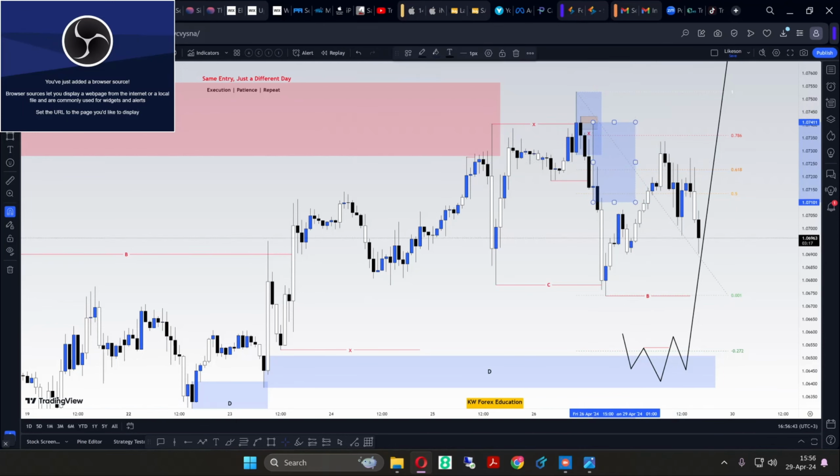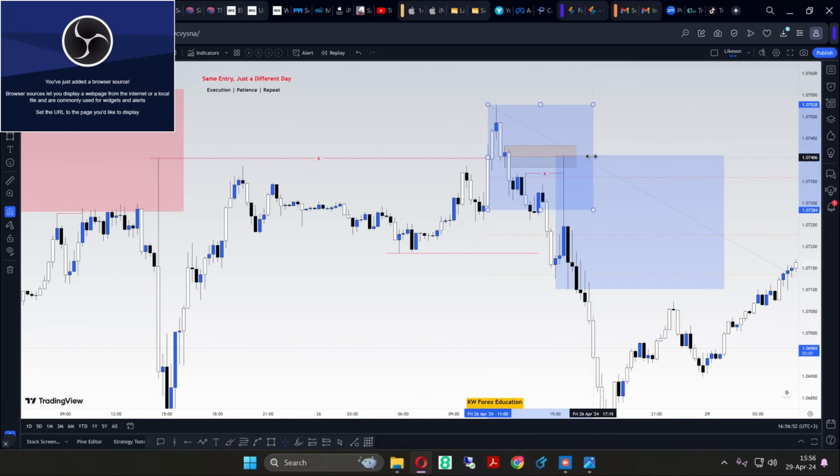If we go on 15 minutes, this was the extreme candle on 1 hour. We do not want to trade from this one here because it has already been mitigated. There was even a trade here that was last week, Friday, right? So this has already been mitigated. We don't want to trade from here. We are only interested in this area here.